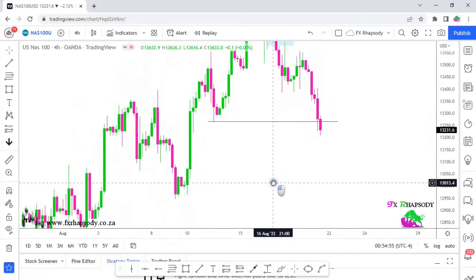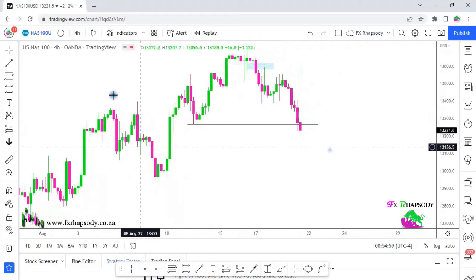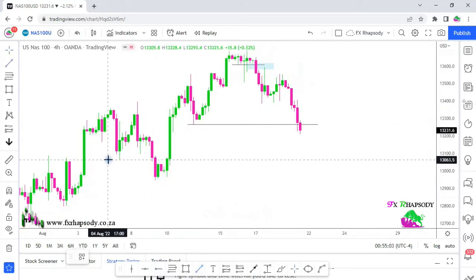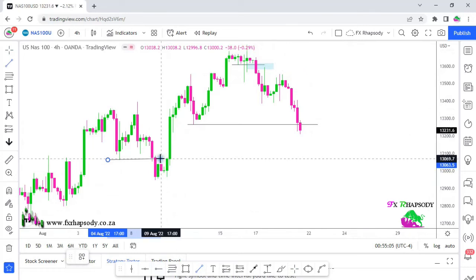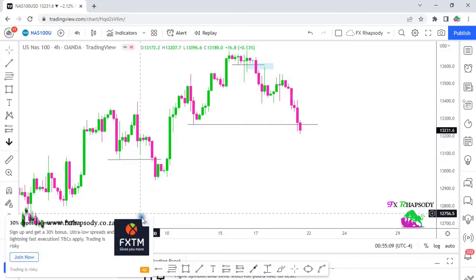Now, looking back, I'm just going to zoom out a little bit because we just looked at that swing high and swing low. Looking back, we did see something similar happening to Nasdaq. So also a nice little structure being broken into that area.